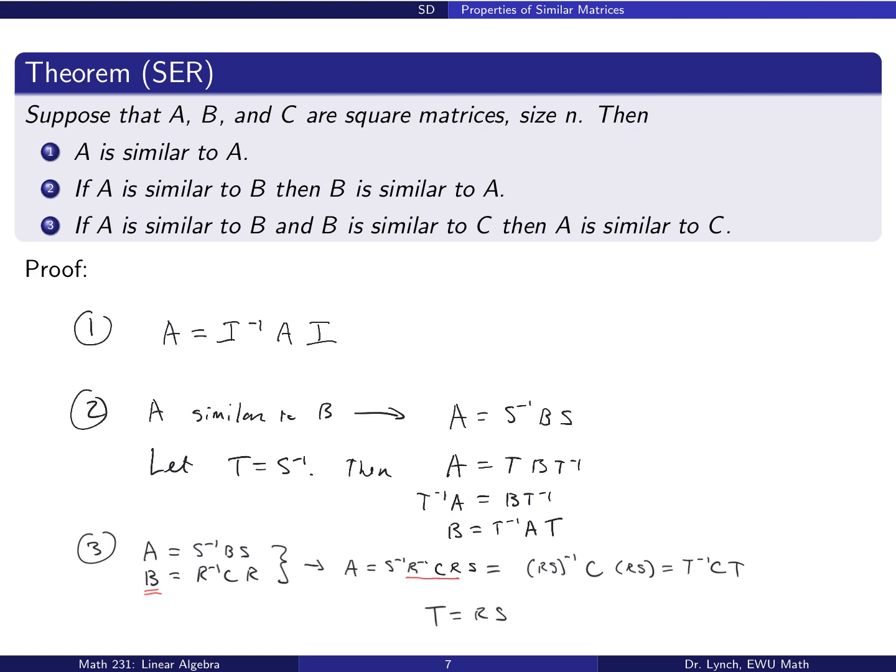Okay, so again, these three properties are what constitute what's called an equivalence relation, and we're not talking about that anymore today, but as you go on in your mathematical careers, you might talk about this somewhere else.